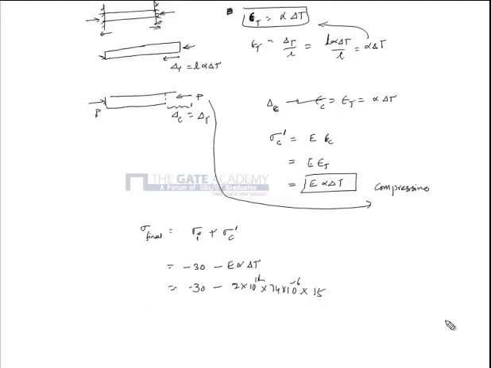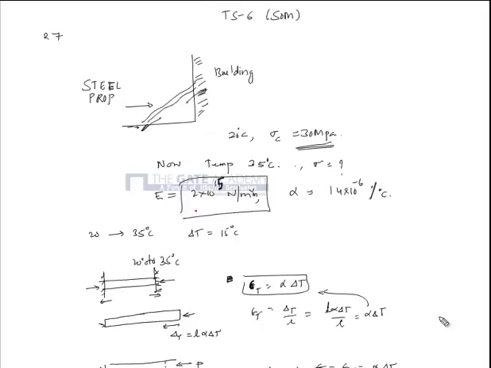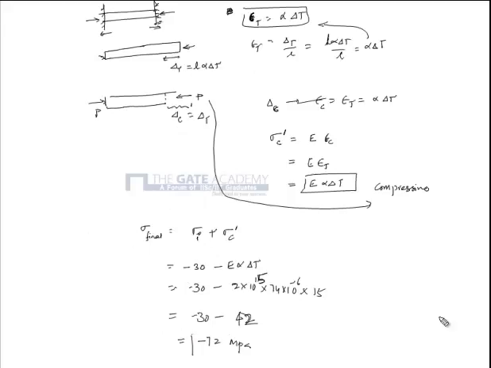Okay, so this is 2 into 10 power 5, and so I get minus 30 minus 28 into 15 by 10, which comes out to be 42, and therefore the total is minus 72 MPa. Remember, E is 2 into 10 power 5 for steel. Okay, so the answer is minus 72 MPa, and therefore the option is D. Remember, both are compressive. Thank you.